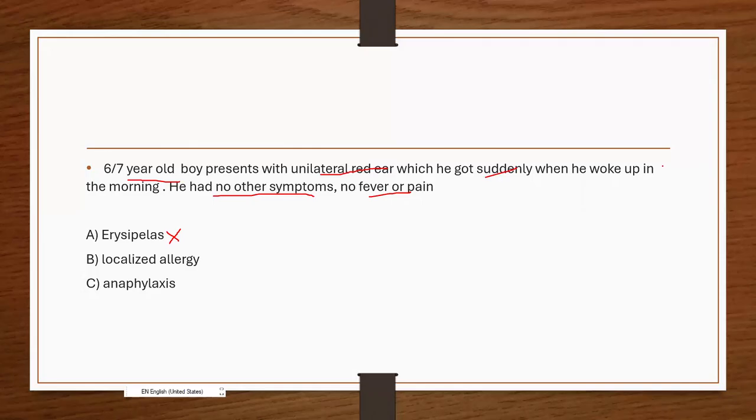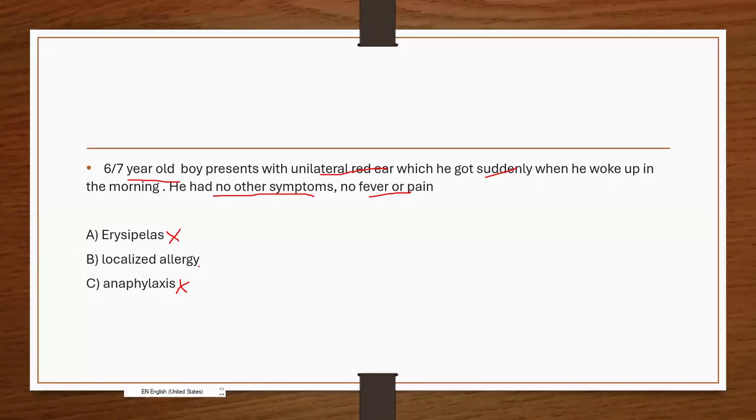In summary, when you say anaphylaxis, you have involvement of at least two systems out of three. The three systems are your skin, your cardiovascular system, and the respiratory system. If you have involvement of two of the three, you say it's anaphylaxis. Here you have only skin involvement, but you don't have any other symptom, no respiratory or cardiovascular involvement. So this is not anaphylaxis. Low BP and everything that you mentioned belong to either respiratory or cardiovascular.